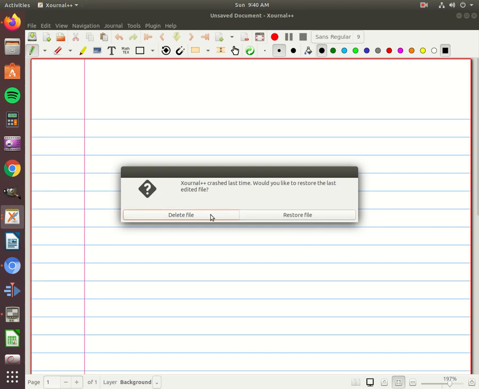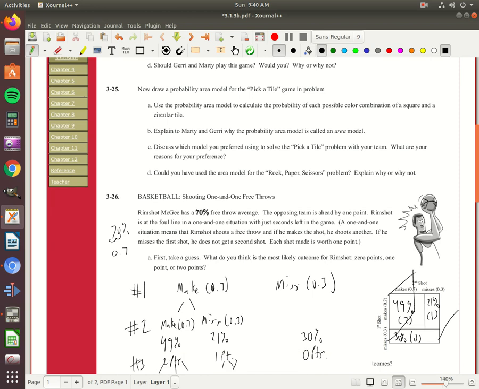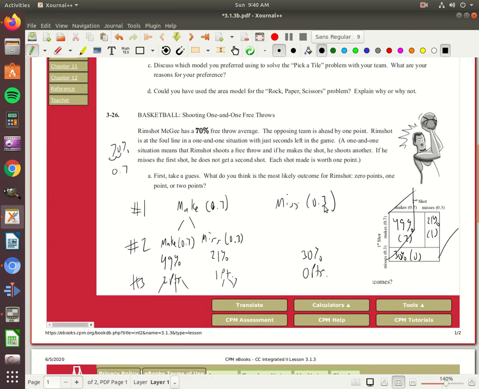Well, I didn't mean to close that, which is a bummer. But we will go ahead anyway. I think I'm done with this problem, and I will pause and we'll finish up this lesson.